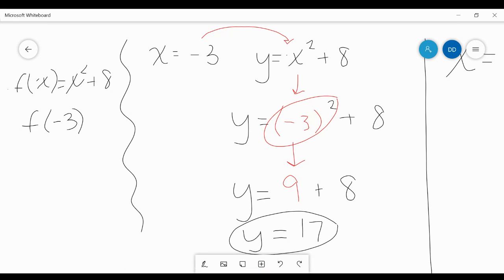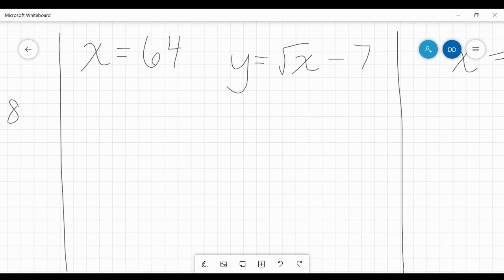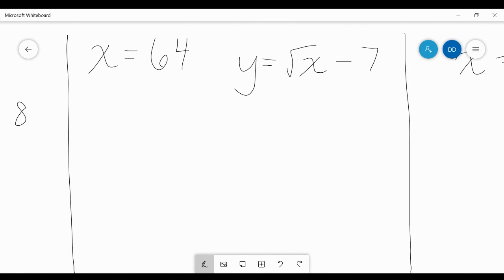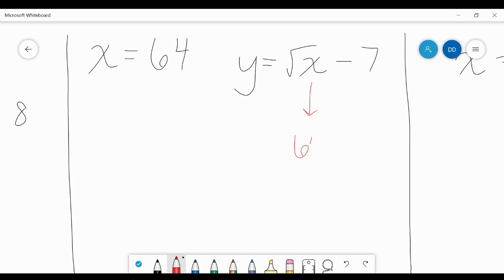Let's try another one. We're going to do the same thing. Now this is a square root example. So x is equal to 64, and we want to find y, which is equal to the square root of x minus 7. Wherever we see an x, we're just going to put a 64. Make sure you keep that square root, though, and bring down anything that you didn't use.